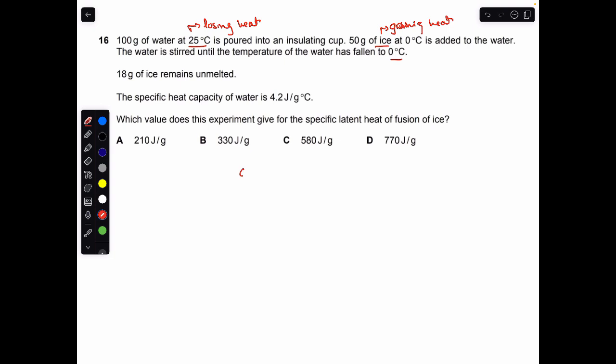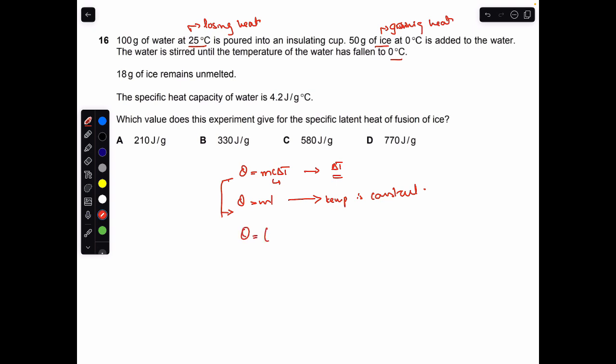So always remember, theta is equal to mc delta T is specific heat capacity, and this is used for changes in temperature. Theta is equal to ml is the formula for latent heat, and this is used for when the temperature is constant. So the change in temperature is for water, so this formula I'm going to use to calculate the heat lost by the water. So theta I need to calculate, which is heat.